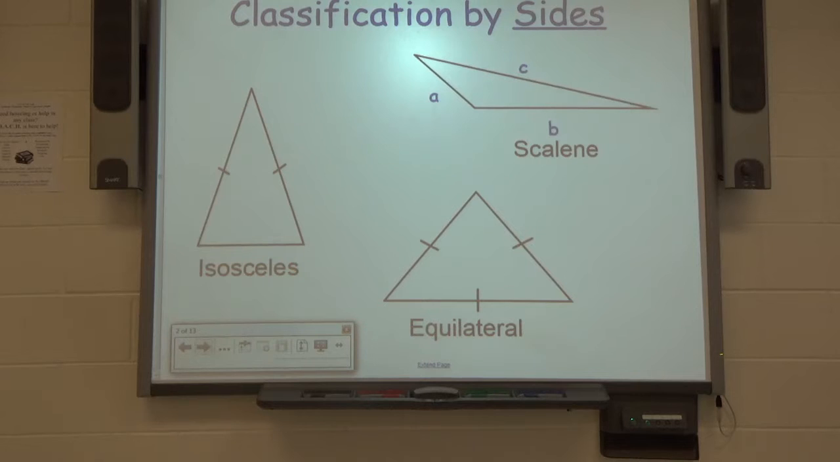So for a scalene triangle, I'm not going to have any sides that are congruent. A, B, and C will all represent different lengths. For an isosceles triangle, I'm going to have two congruent sides, which is represented in my picture by the single tick marks. And for an equilateral triangle, you notice that all three sides have a tick mark, which means all three sides are a congruent measurement or a congruent length.